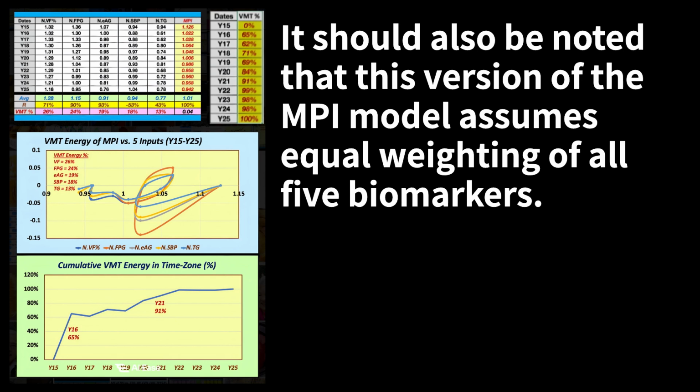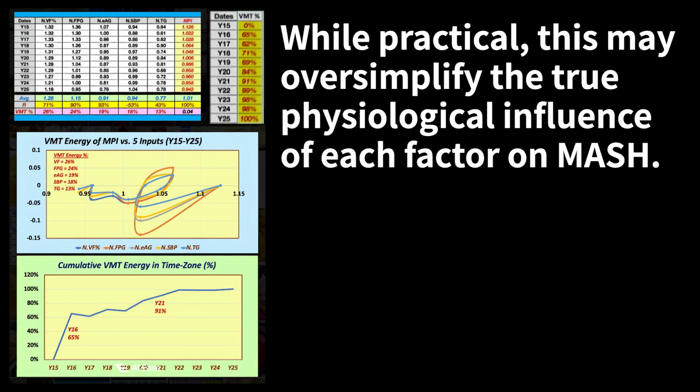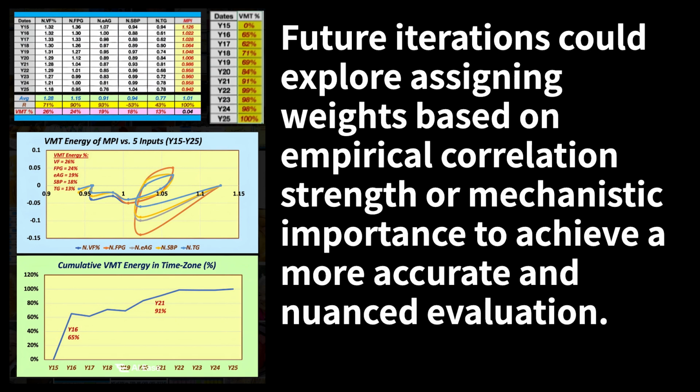It should also be noted that this version of the MPI model assumes equal weighting of all 5 biomarkers. While practical, this may oversimplify the true physiological influence of each factor on MASH. Future iterations could explore assigning weights based on empirical correlation.